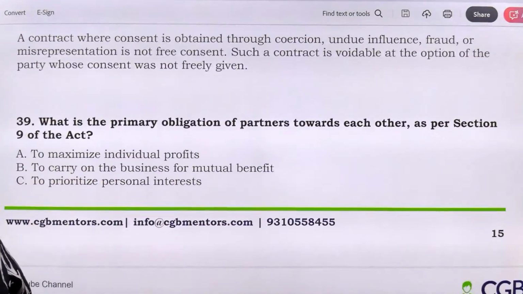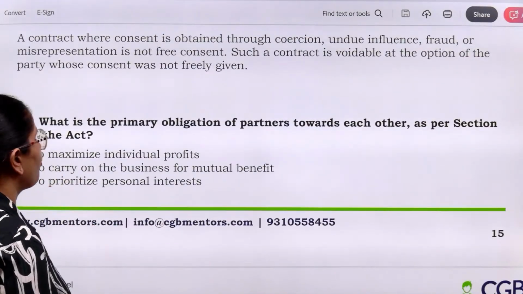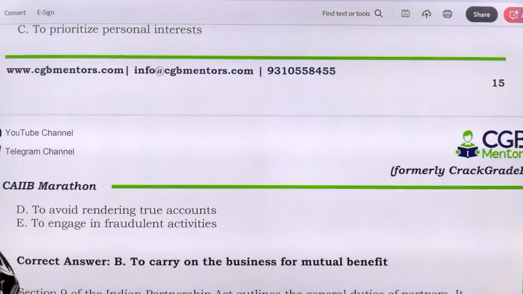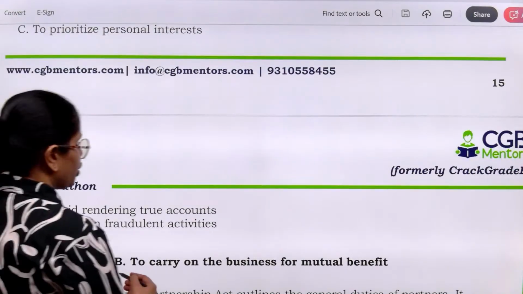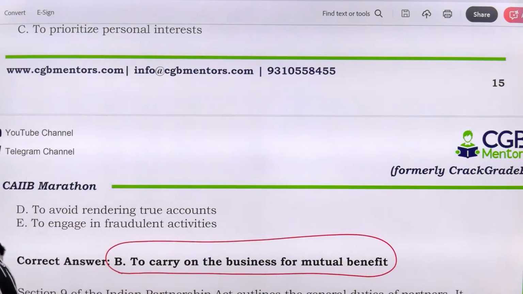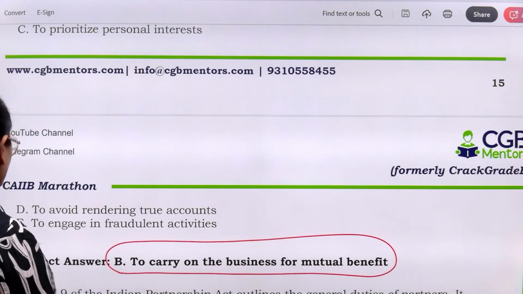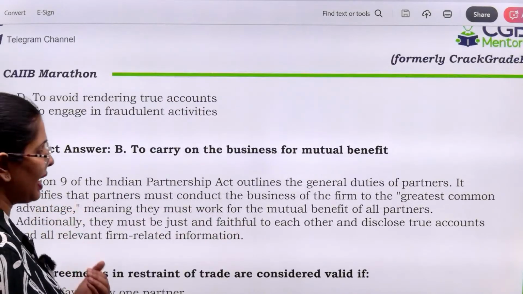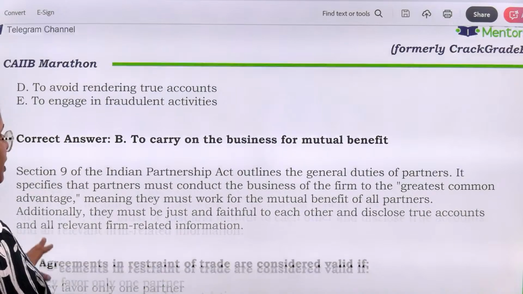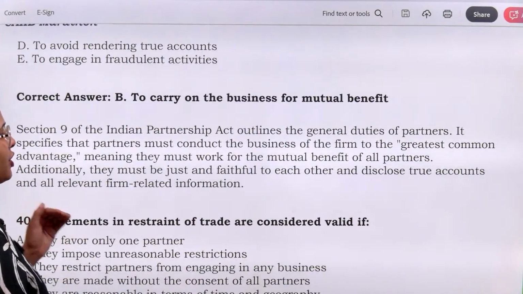Moving forward, what is the primary obligation of partners towards each other? So, primary obligation towards each other is that they shall carry out the business for mutual benefit of each other, and they bind the partners from the action of their business transactions.